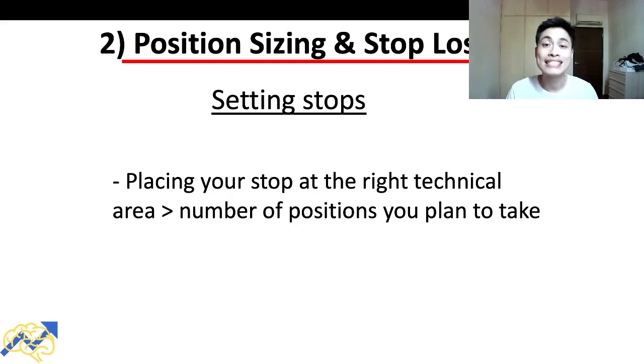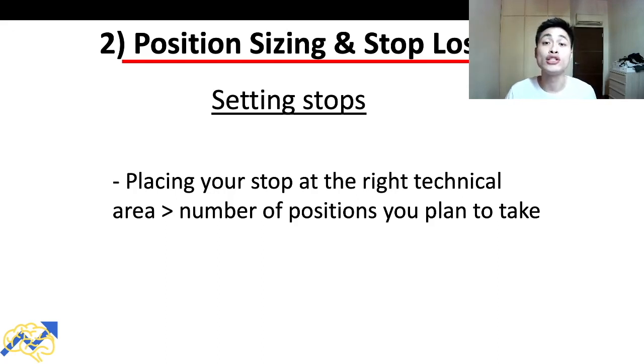For many traders, they set their stop losses based on the number of positions they plan to take. For example, if they plan to take on 100 positions in that particular trade, they might move their stop losses closer to the price point which they enter their position at, so that they still meet their position sizing criteria. So they are placing more importance on the number of positions that they take instead of placing their stops at the right technical area. But according to Bruce Kovner, they are getting their priorities wrong.